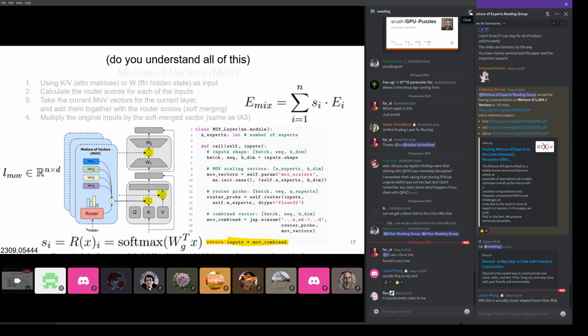So if there are any questions about how the mixture of expert paradigm is being applied to both IA3 and LoRa, then please shout.